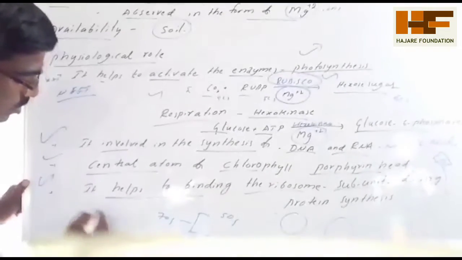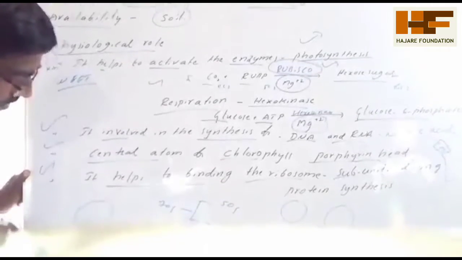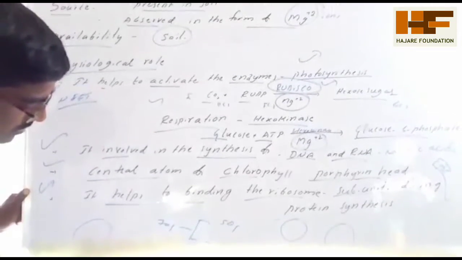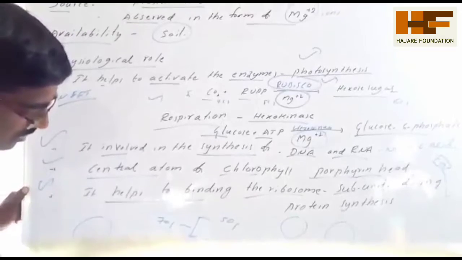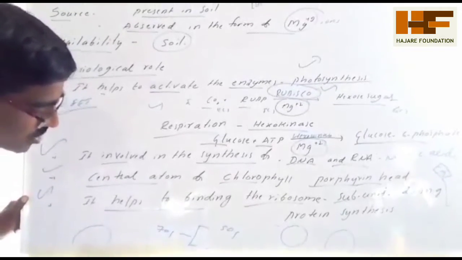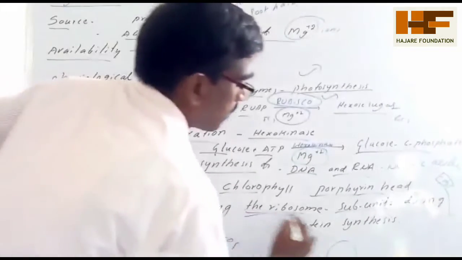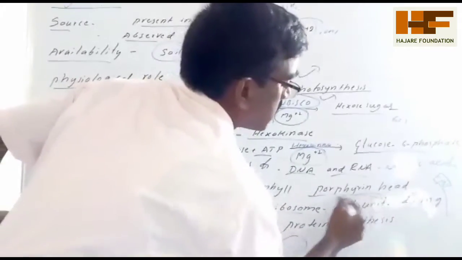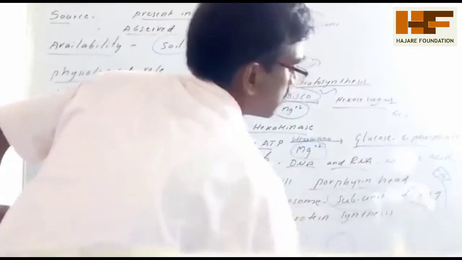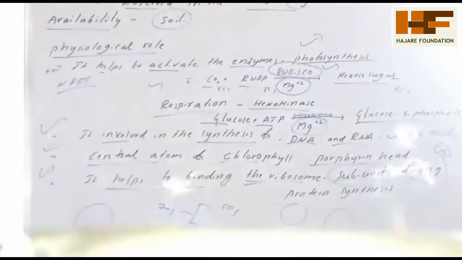80S consists of 60S as well as 40S. But at the time of protein synthesis, 60S and 40S are connected by magnesium ions. So magnesium ions are important for protein synthesis as well as for the subunits combining. So these are the functions.